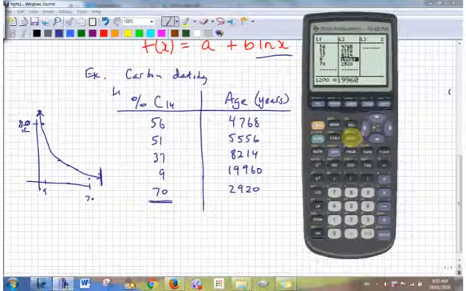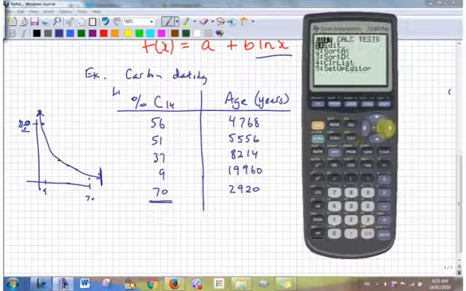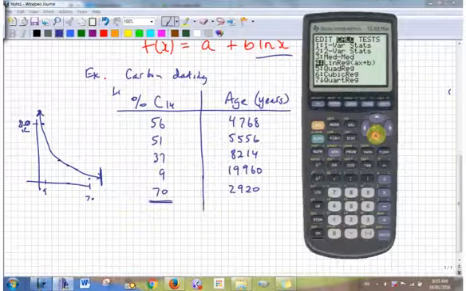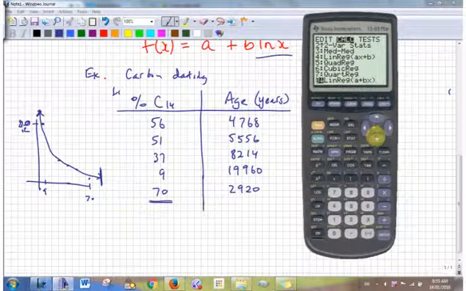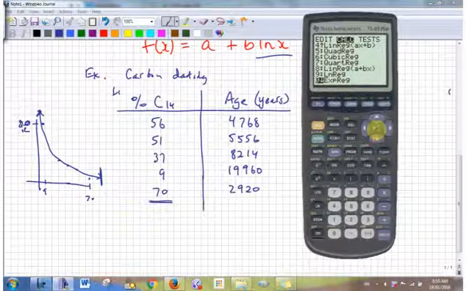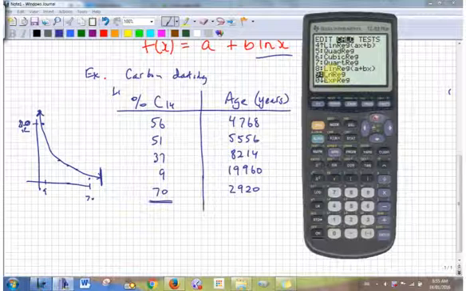Okay, what's the function for this? Stat, calc, okay? I don't want quadratic regression, don't want cubic, quartic. I know this thing looks like natural logarithm, okay? That's the ones we were doing yesterday, exponential. I want ln regression, natural logarithm regression. So go down to 9, press enter, or just hit 9.